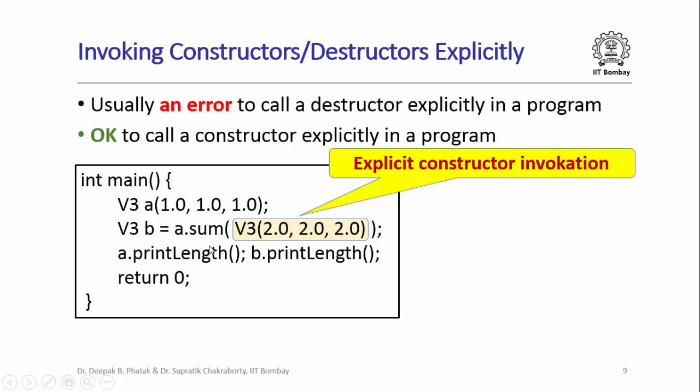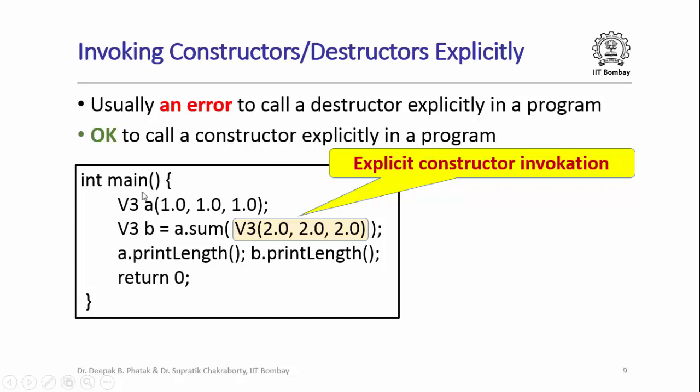In fact, the destructor must get automatically called whenever you're trying to deallocate an object of the class. You cannot call it explicitly in your program. On the other hand, it's actually okay to call a constructor explicitly in a program.